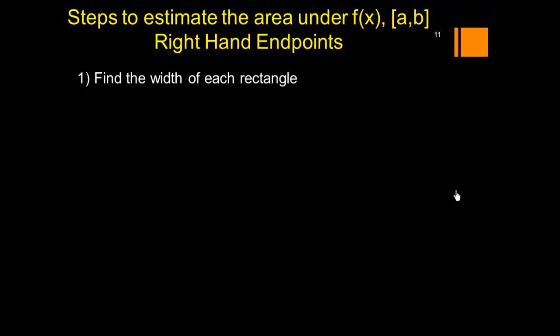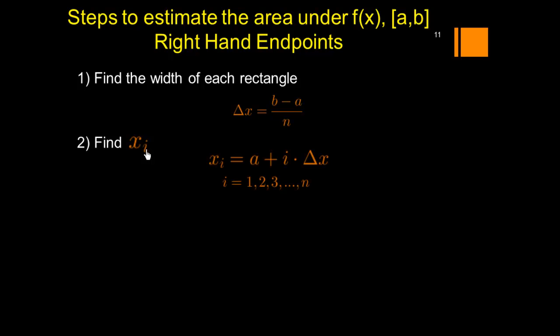Find the width of each rectangle. What you're going to do is take the length from A to B, so basically the length of the total interval, and divide that by the number of rectangles. Then next, we're going to find xi. We need to actually know the endpoints, those x values, in order to determine the height. So this is the formula for it.